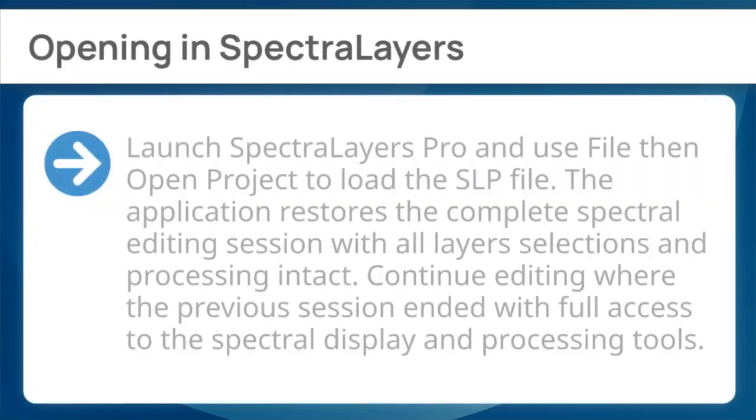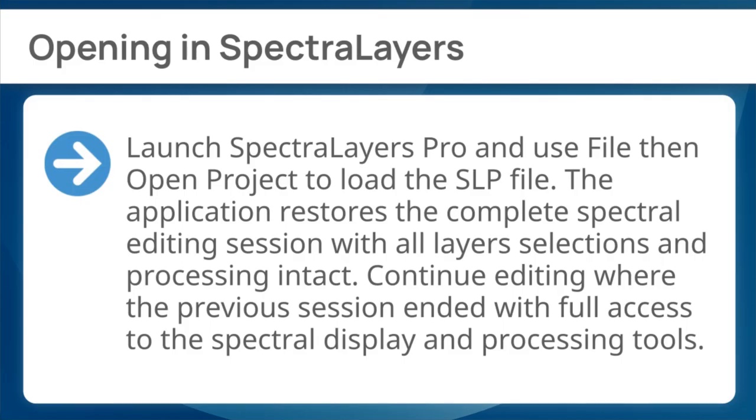First, opening in SpectraLayers. Launch SpectraLayers Pro and use File, then Open Project to load the SLP file. The application restores the complete spectral editing session, with all layer selections and processing intact. Continue editing where the previous session ended with full access to the spectral display and processing tools.